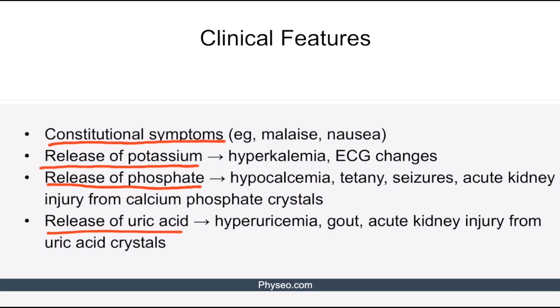Lastly, release of uric acid from destruction of tumor cells will lead to hyperuricemia, which can predispose the patient to gout or even acute kidney injury from the uric acid crystals. So, there's a couple of different ways that the kidneys can be injured as a result of tumor lysis. It can be calcium phosphate crystals or uric acid crystals.